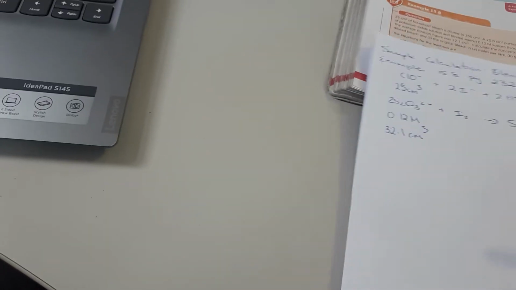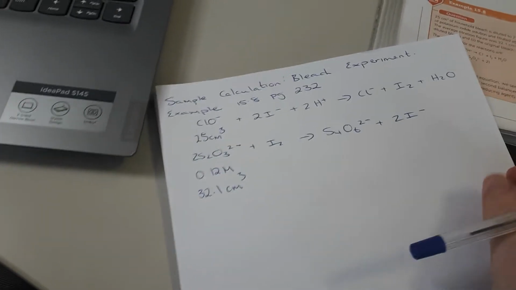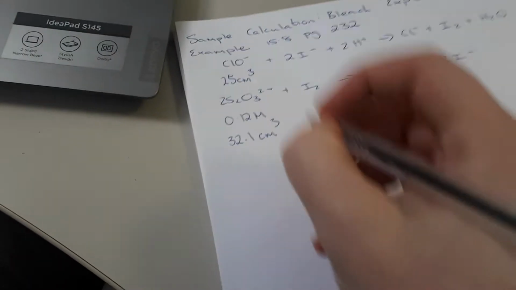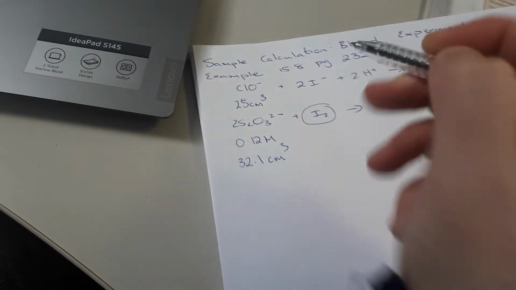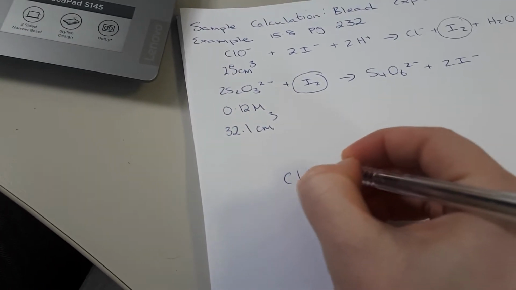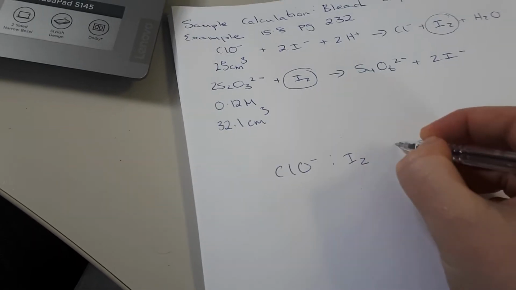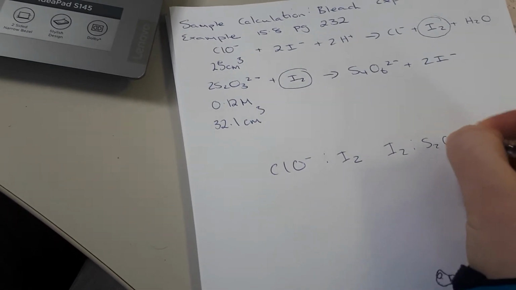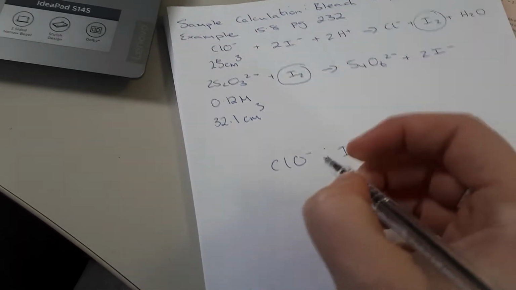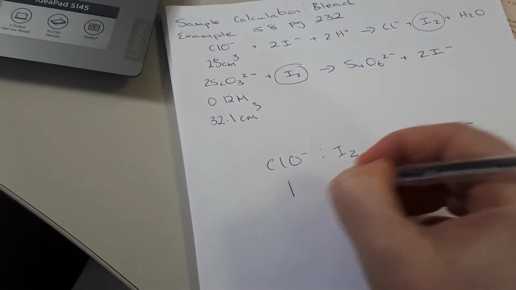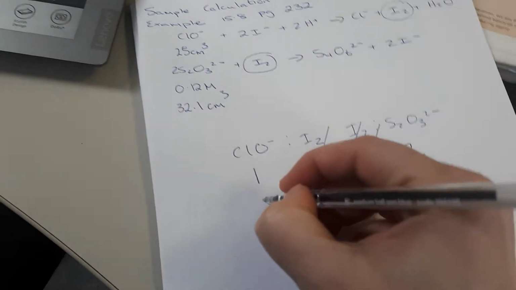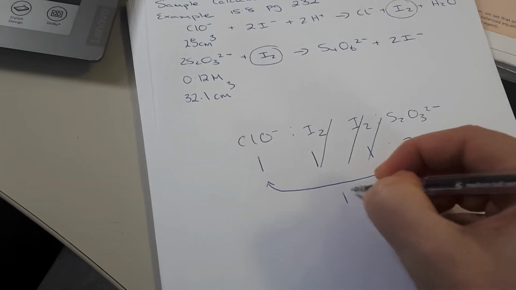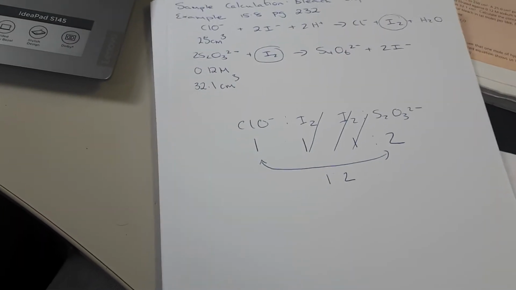So what I'm going to have to do first is work out my ratio. So again here, if we look at my last experiment, my iodine again acts as my link. So I have my ratio, ClO minus is to I2, and then I have I2 is to S2O3 2 minus. ClO minus, ratio here, 1 is to 1. And ratio here, 1 is to 2. So because my I2s are the same, they can immediately cancel out. So my ratio is a lot easier here, simply 1 is to 2.